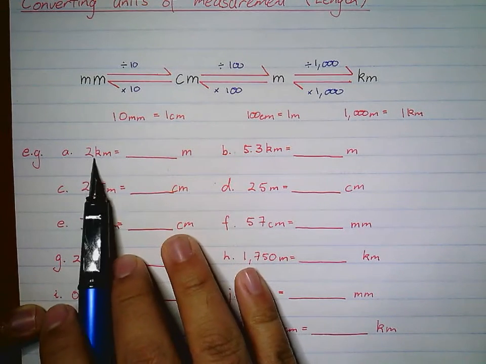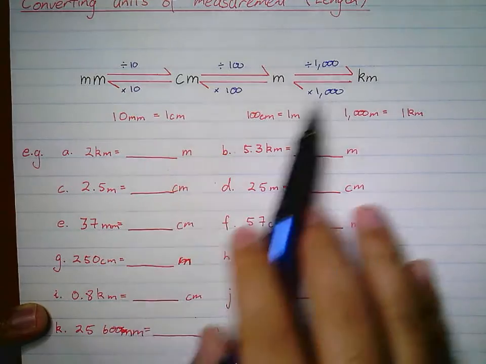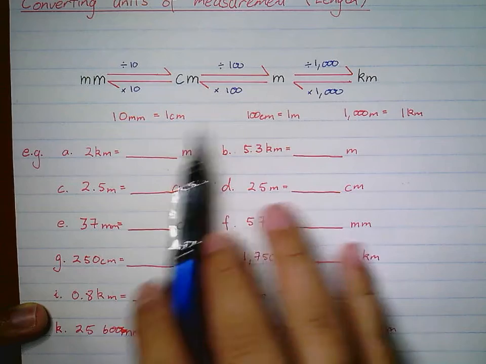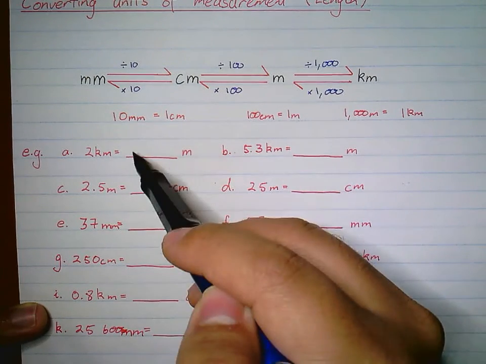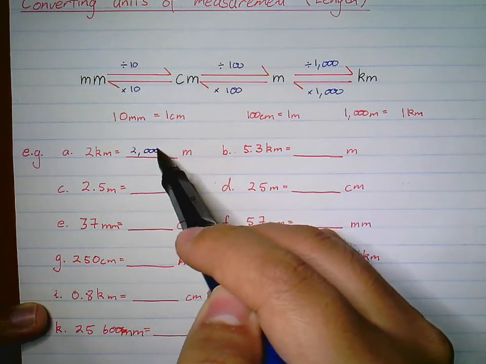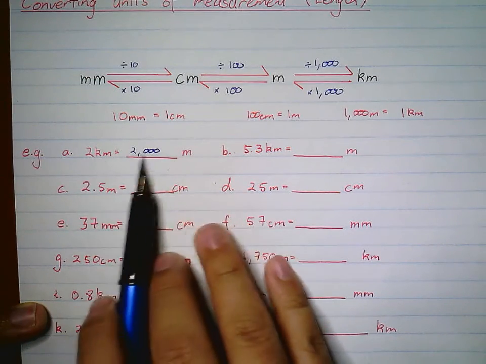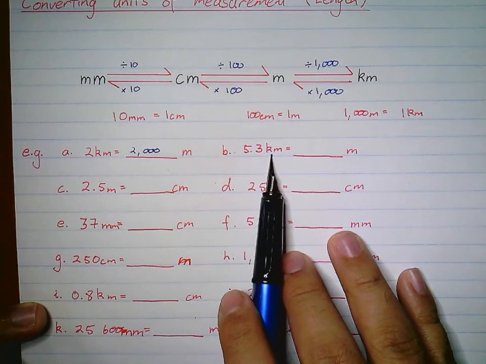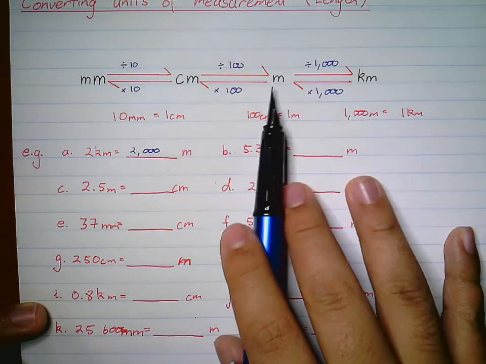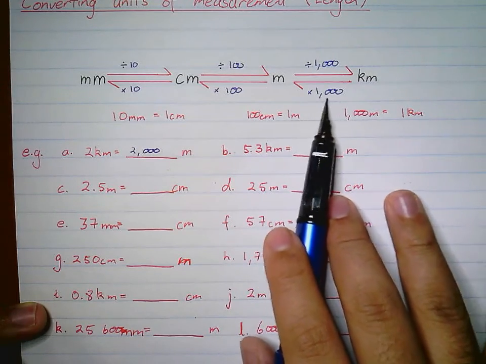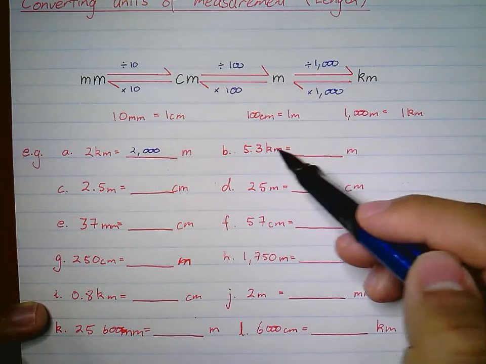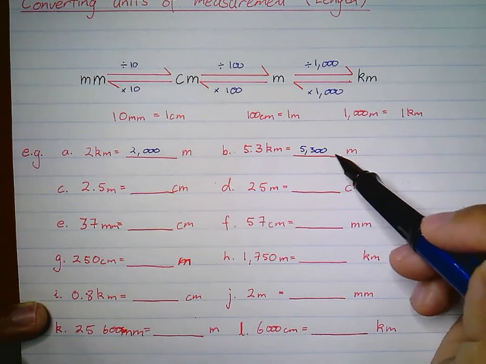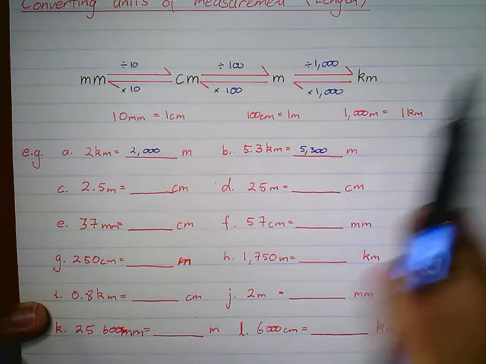Here we go. So since we're going from kilometers to meters, all we have to do is multiply by 1,000. So 2 times 1,000 is 2,000. So 2 kilometers is 2,000 meters. Same again, 5.3 kilometers to meters. Kilometers to meters is multiplying by 1,000. So 5.3 times 1,000 is 5,300 meters.